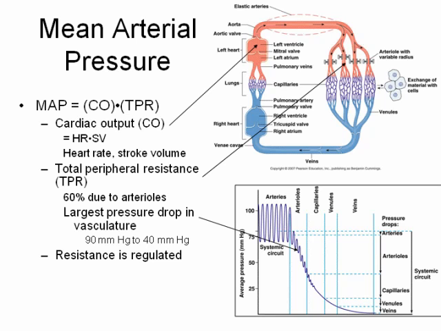So let's take a further look at mean arterial pressure. Mean arterial pressure is the product of cardiac output and total peripheral resistance.